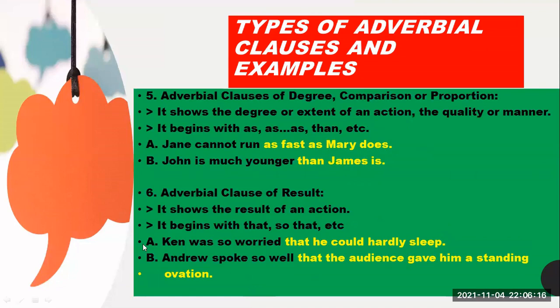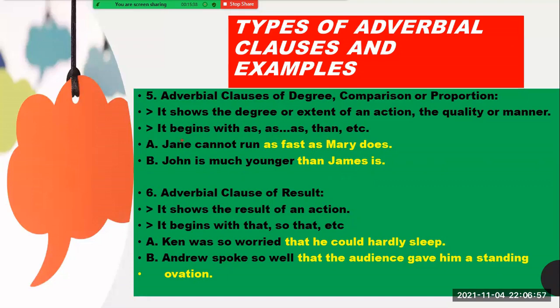All right, so let's look at the fifth type of adverbial clause. And of course, these are adverbial clauses of degree, comparison, or proportion. They are similar, all right? Now, this type of adverbial clause shows the degree or extent of an action, the quality or manner. Now, let's look at how it begins. It begins with as much as, or something, then than.